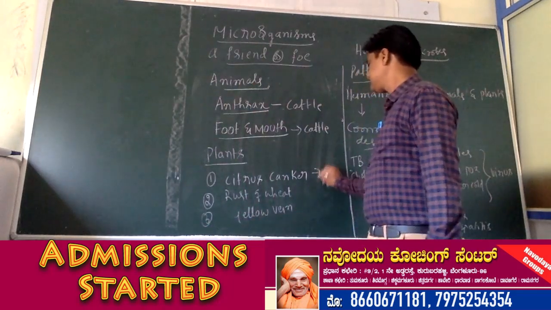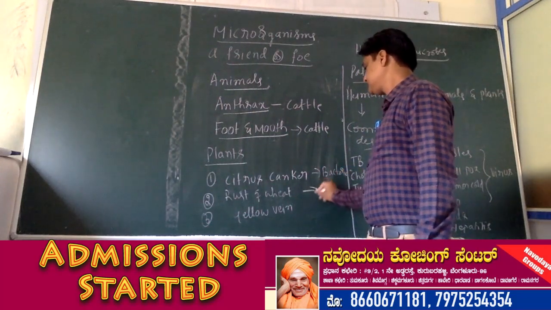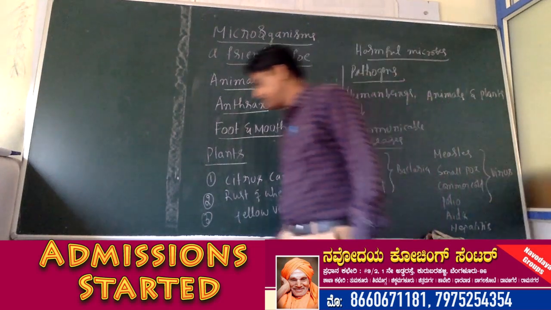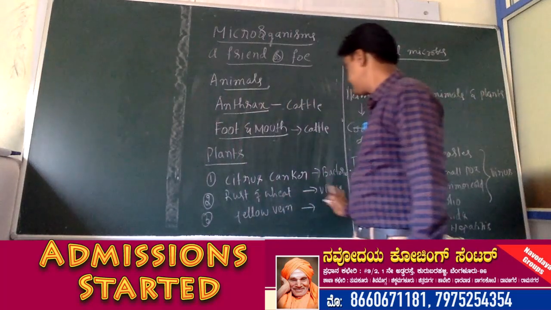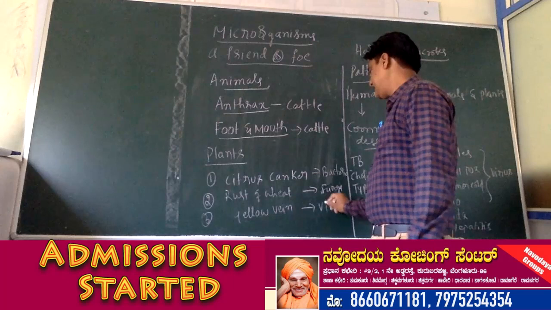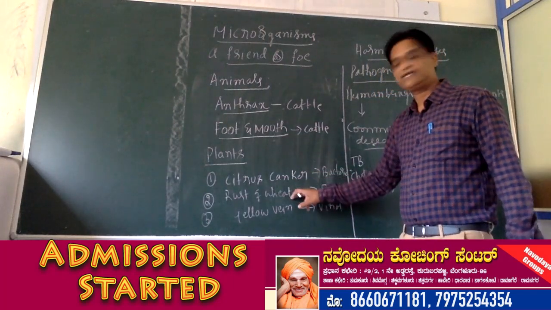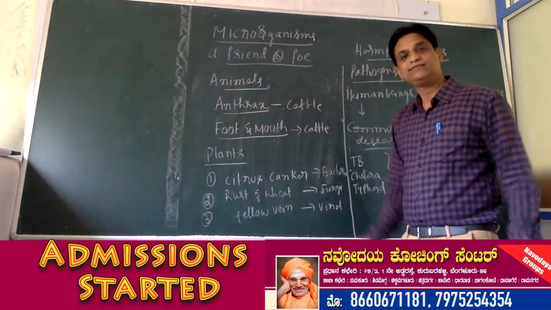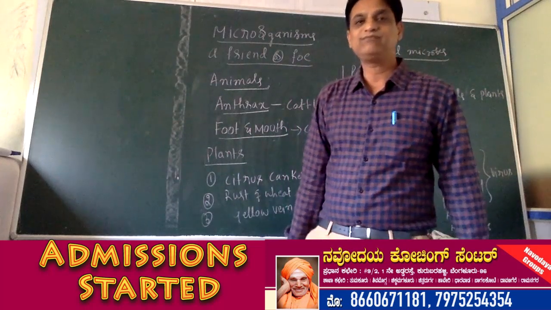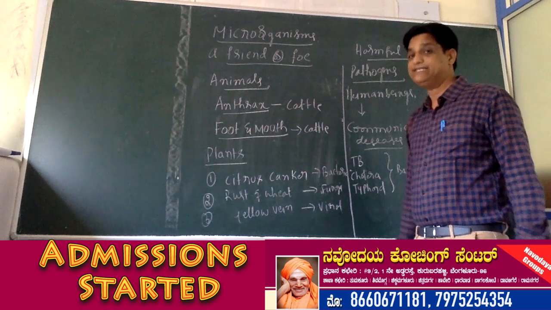So this is a bacterial disease, this is a viral disease, and this is a disease caused by fungi, and this is a viral disease. Okay, so citrus canker, rust of wheat, and yellow vein are also caused by different microorganisms in plants. So remember the examples for diseases.